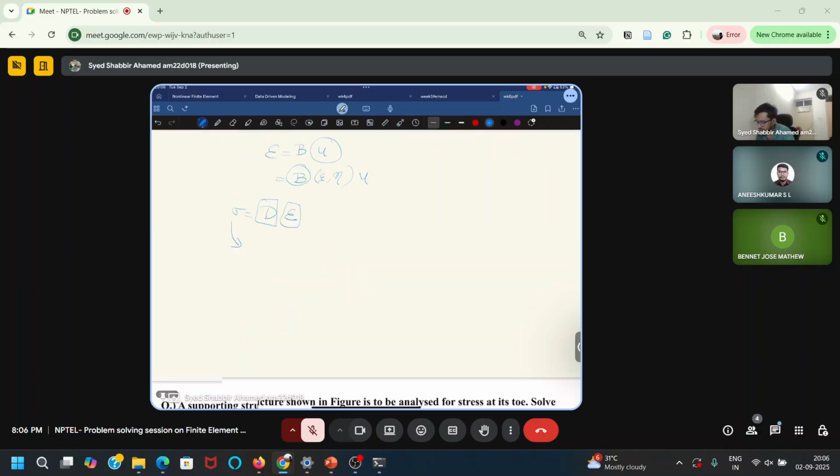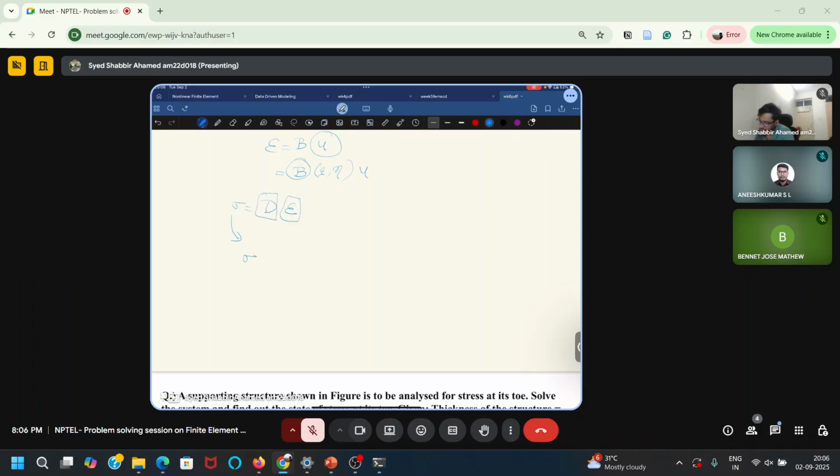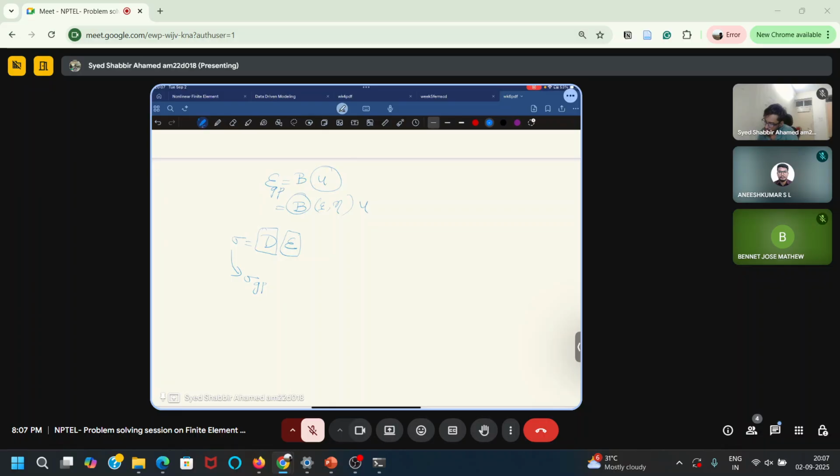Extrapolation. After multiplying D with epsilon, I think what we have been asked is the extrapolated stress. Oh, okay, only node 1 they have asked to be extrapolated. So you get sigma at the Gauss points after multiplying D and epsilon. So this is epsilon at the Gauss points and sigma at the Gauss points.